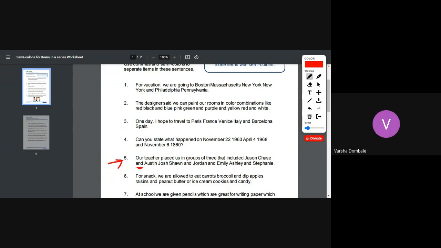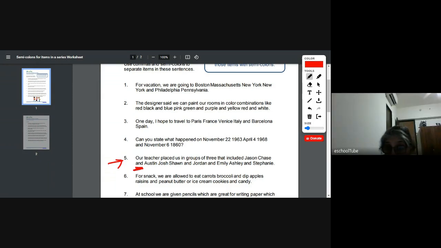Here, they have used and because they are talking about groups of 3. So in one group, we have Jason, Chase, and Austin. In the other group, we have Josh, Sean, and Jordan. And in the third, last group, we have Emily, Ashley, and Stephanie. Okay? Yes, ma'am. That is why they have used and. Okay, understood, Yukti?